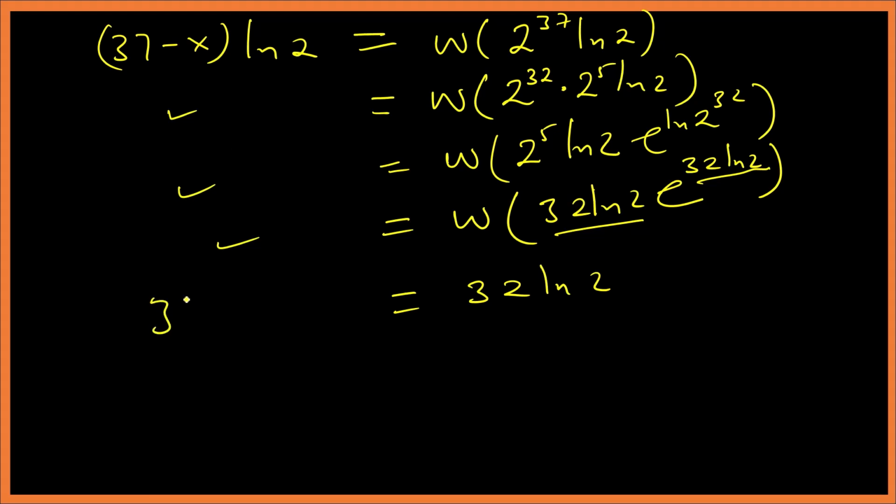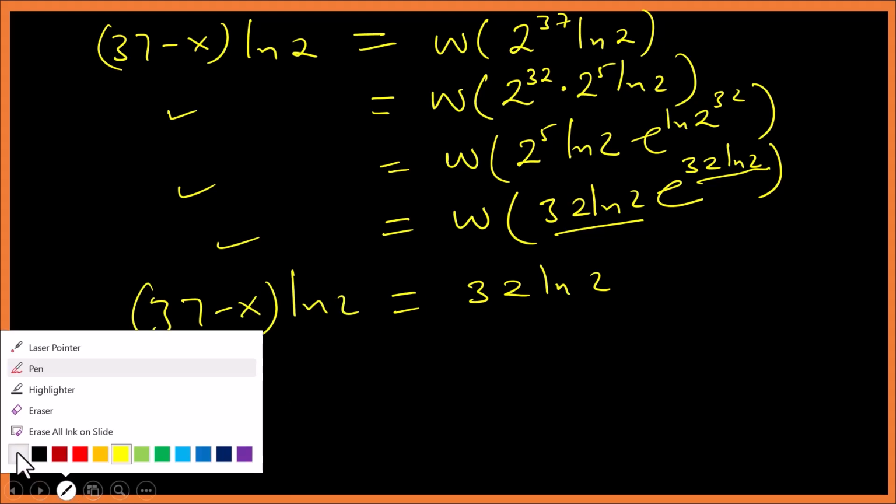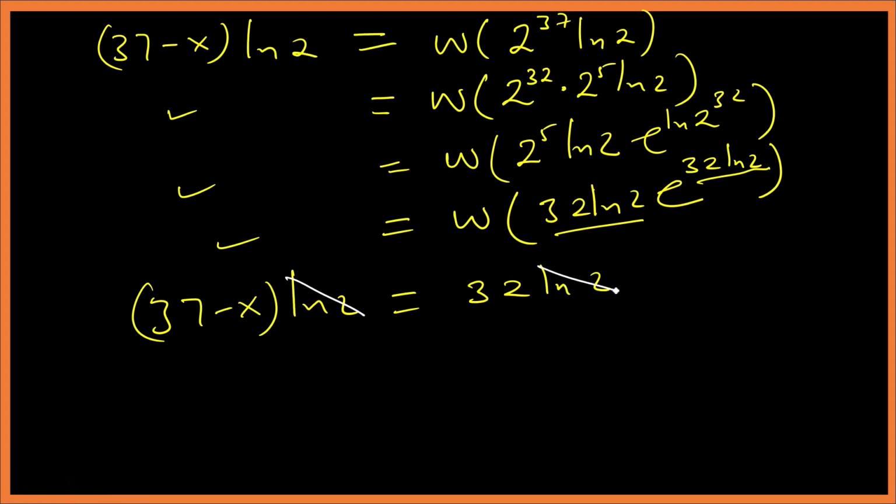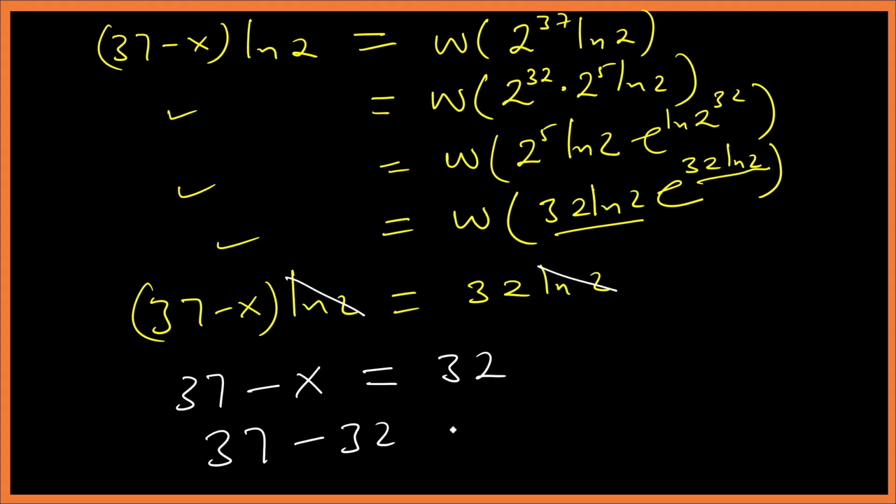So we have 37 minus x ln of 2 equals 32 ln of 2. Guess what? This one will cancel this. So 37 minus x equals 32. Therefore, 37 minus 32 equals x. Therefore, x equals 5. X is equal to 5.